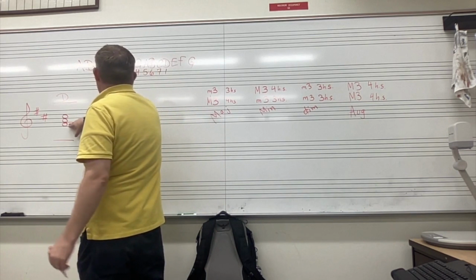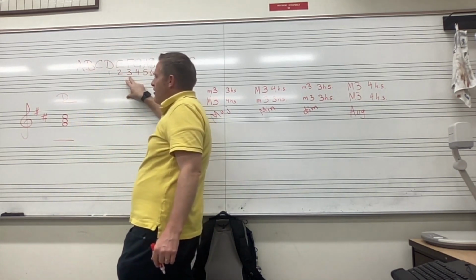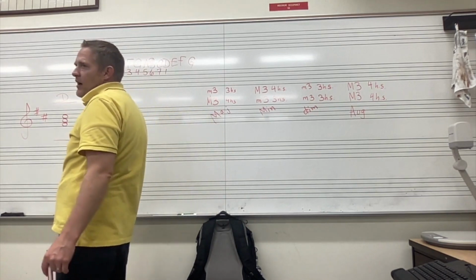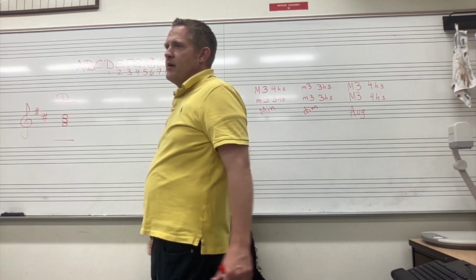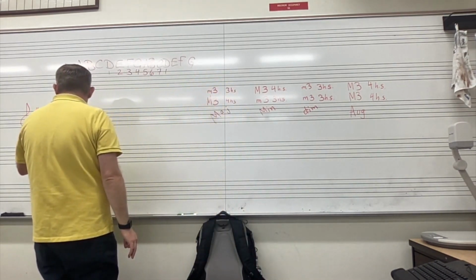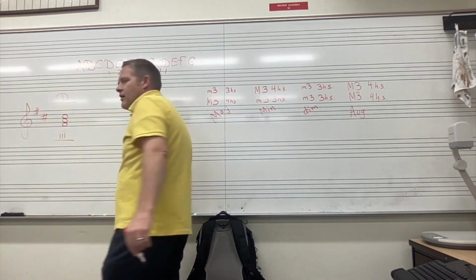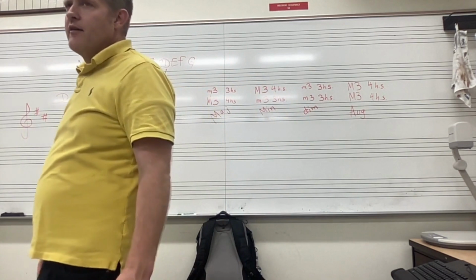My bottom note is F sharp. F sharp is the third in the key of D. And number 3 we just learned is major, minor, or diminished? Minor. So we're going to put a lowercase 3 there. Did everybody see how we got that?